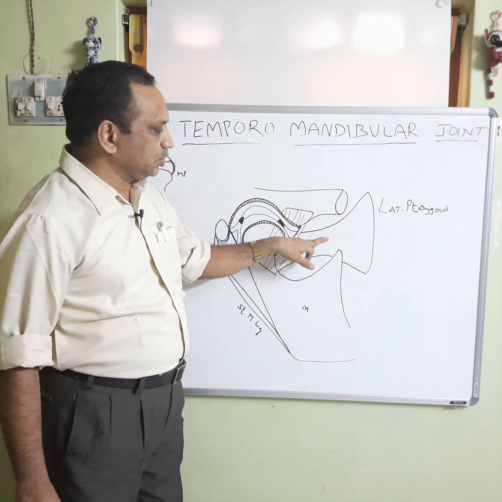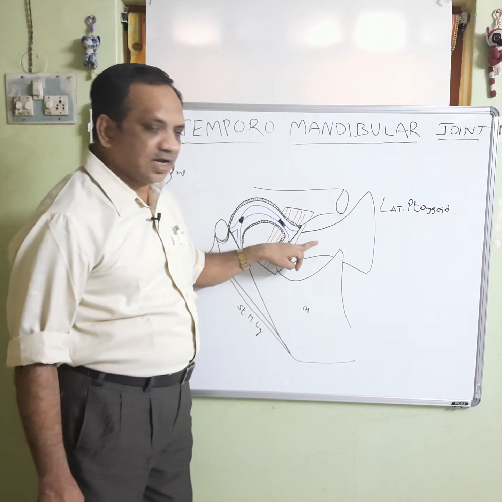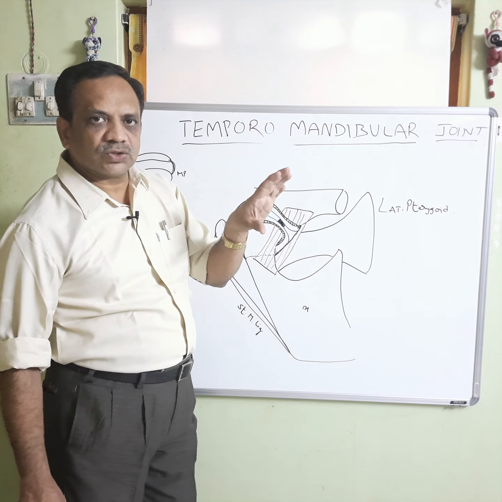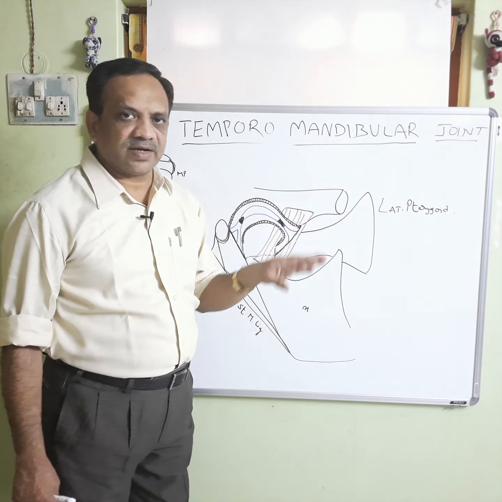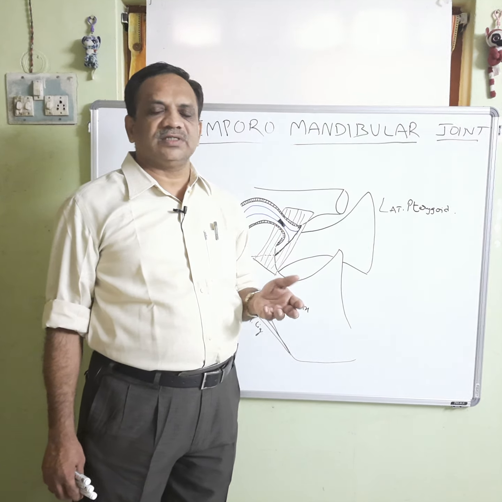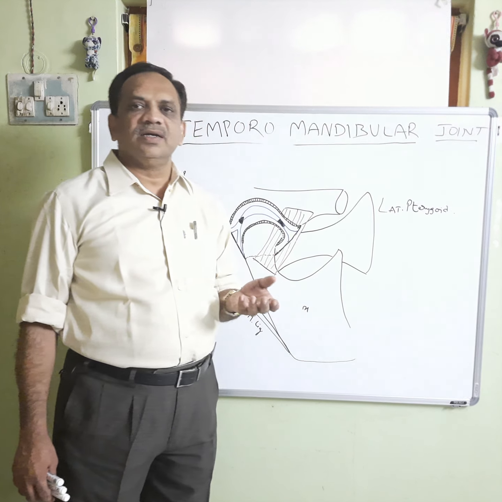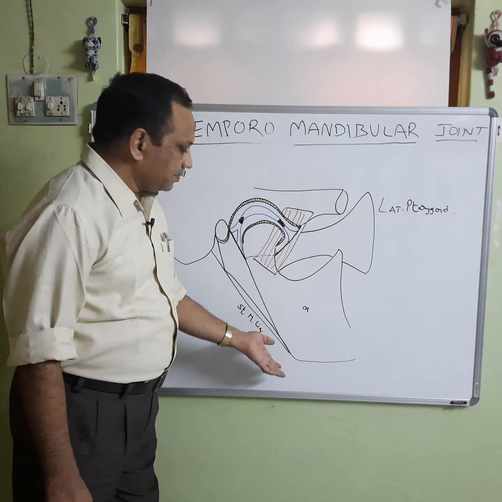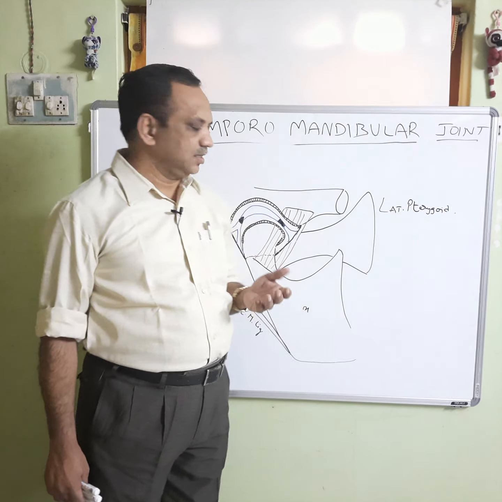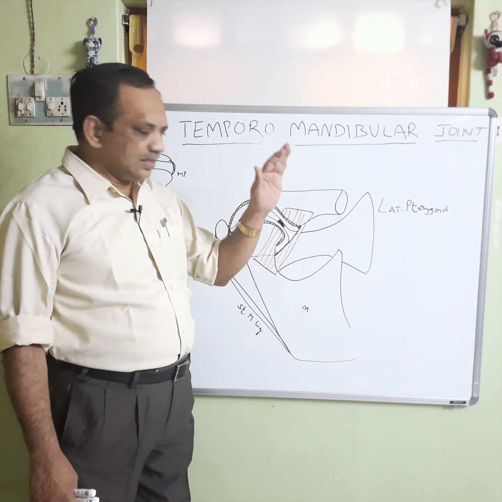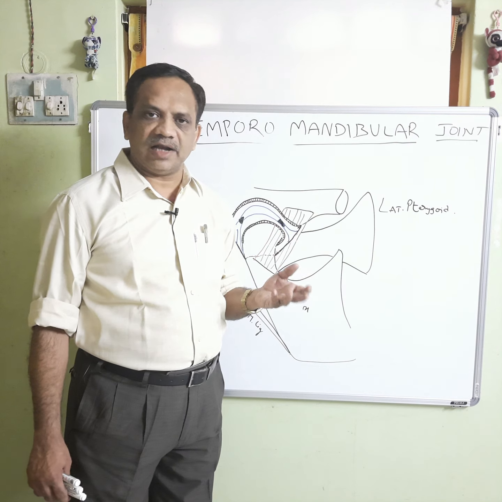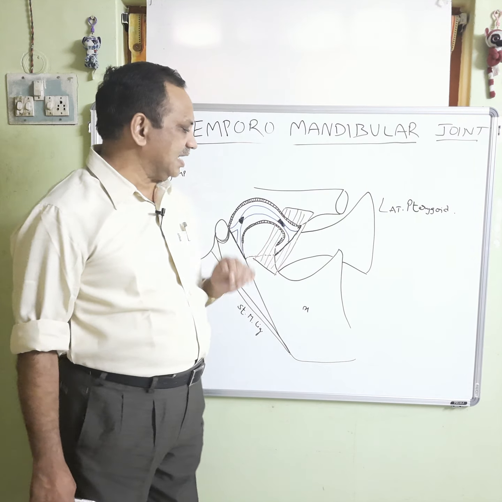Due to the contraction of this lateral pterygoid, the mandible is depressed so that the mouth is opened. It is also assisted by the contractions of other muscles, that is the suprahyoid muscles, which are the mylohyoid and anterior belly of digastric muscle. So, these muscles help in depression of the mandible. Also, gravity helps in depression of the mandible.